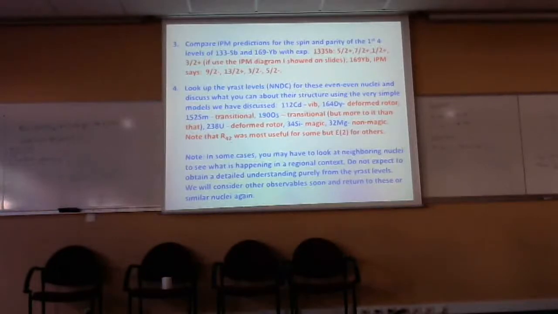Okay. 164 dysprosium had an R42 value of about 3.29 or something, and some of you said it's a perfect rotor.